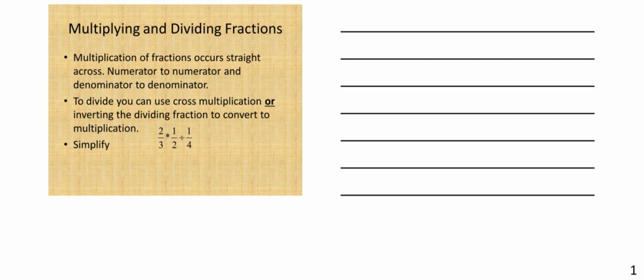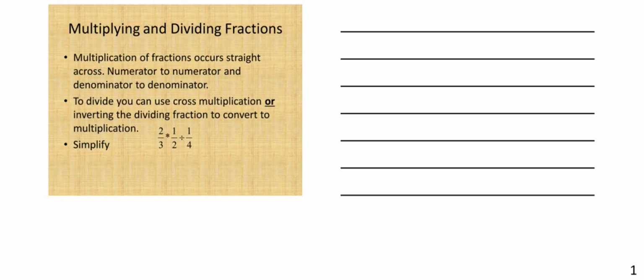Multiplying and dividing fractions. Multiplication of fractions occurs straight across. Be careful with that word, straight across. Let's just say straight: numerator to numerator and denominator to denominator. To divide, you can use cross multiplication or inverted dividing fraction to convert to multiplication.